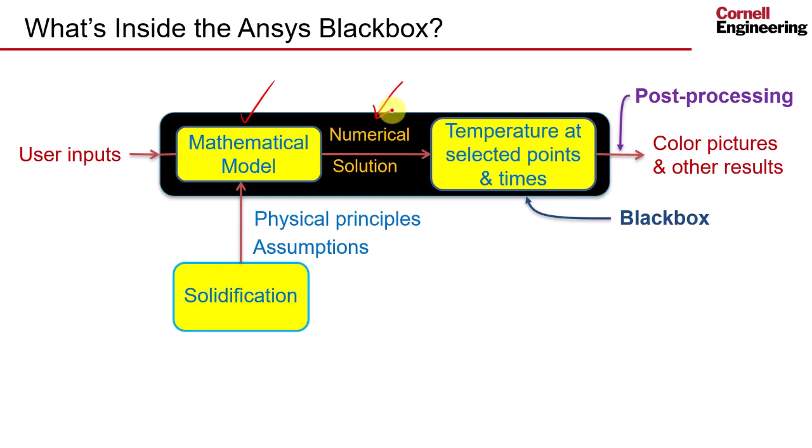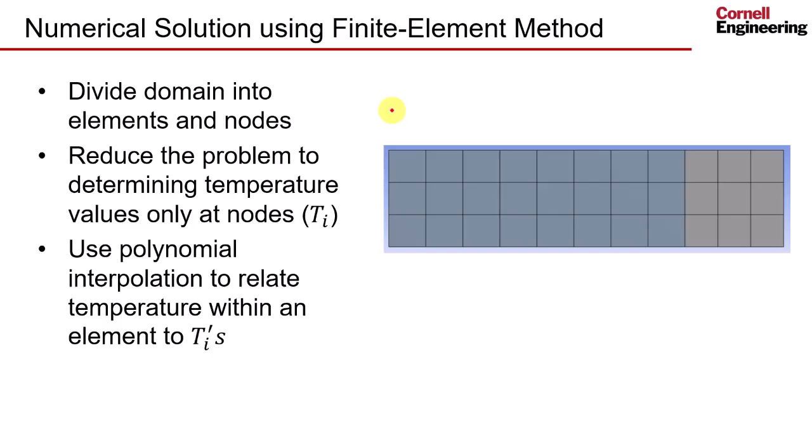Next, let's take a look at some of the big ideas in the numerical solution. And this is classic stuff from the finite element method. You divide the domain into elements and nodes. You reduce the problem to determining temperature values only at the nodes. So for instance, this could be a node, this could be a node, this could be a node. So the temperatures would be calculated at discrete points rather than everywhere.